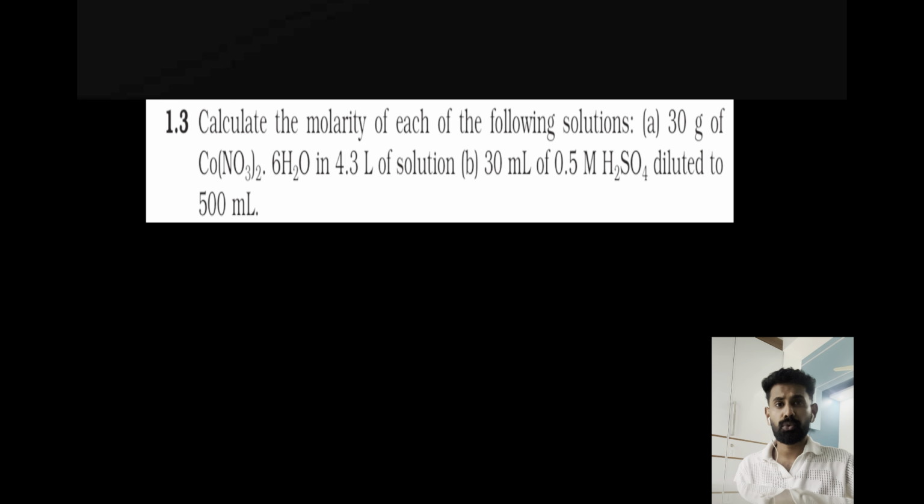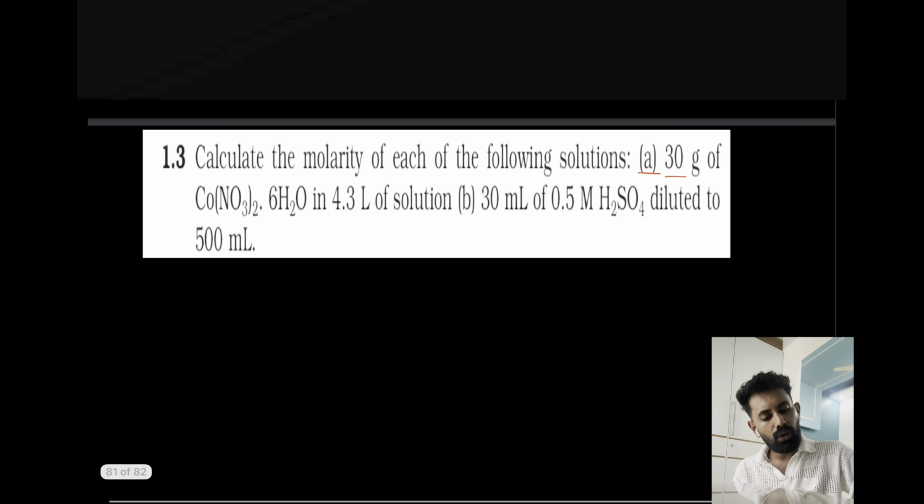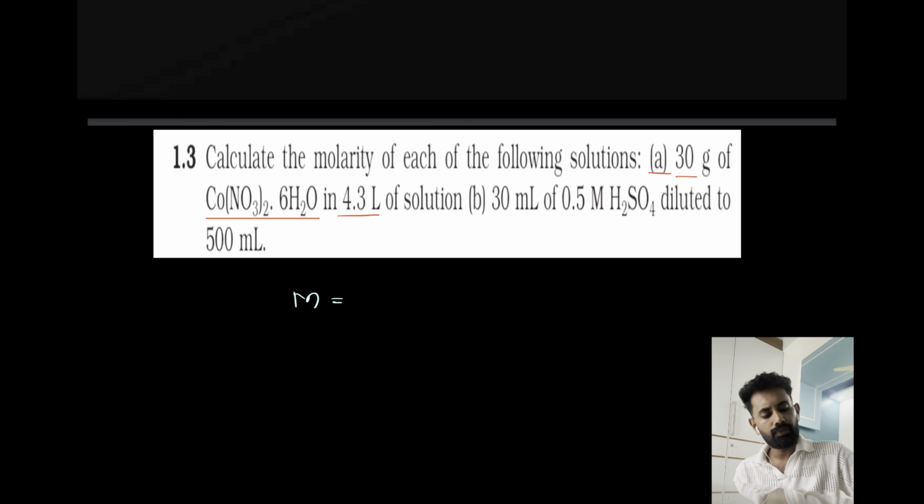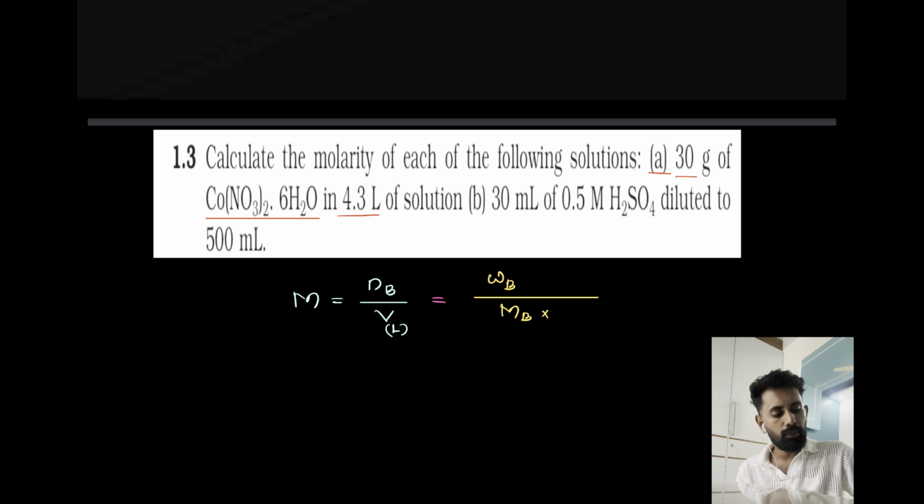So let's move to the next question. Here the question is: calculate the molarity of each of the following solutions. A, 30 gram of this given compound in 4.3 liter of solution. Okay, we know that molarity, there is an equation, that is number of moles of solute by volume of solution in liter. Here there is no number of moles directly given, so we have to change this equation into mass of solute divided by molecular mass of solute into volume in liter.